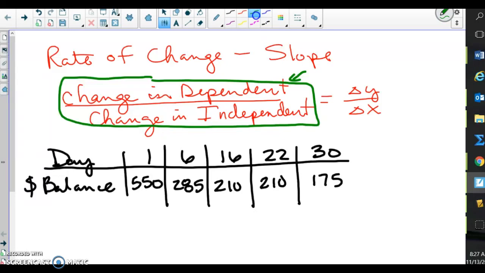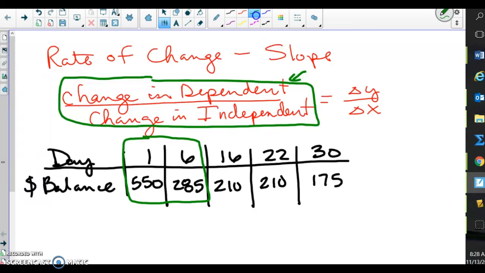Let's take a look at the check it out problem below example 1. It says the table shows the balance of a bank account on different days of the month. Find the rate of change for each time interval. During which time interval did the balance decrease at the greatest rate? So we're going to take these in groups of 2 ordered pairs, and we're going to go from day to day. So from day 1 to day 6.